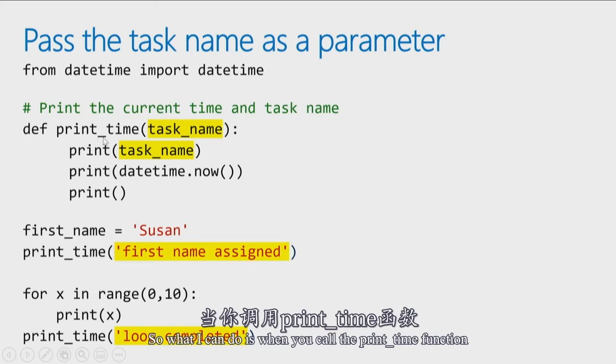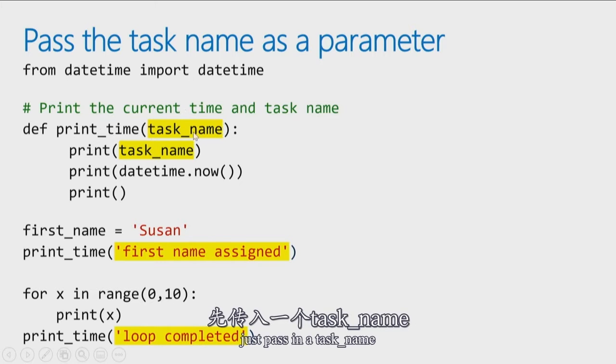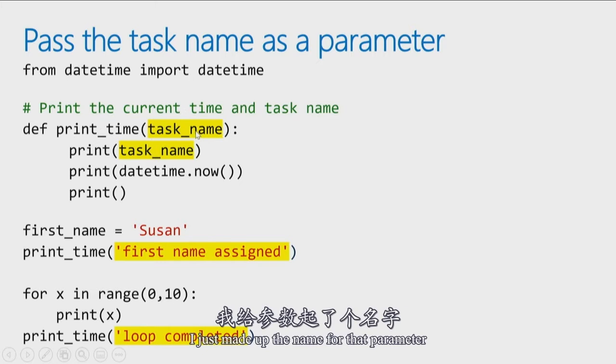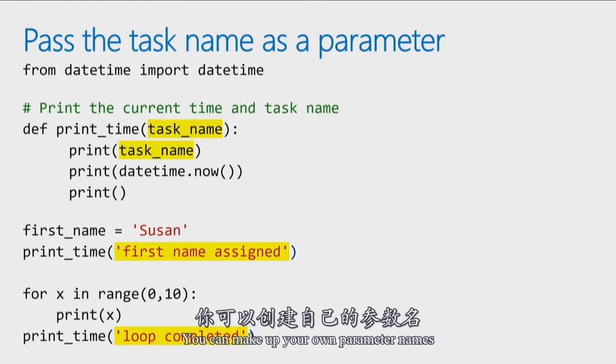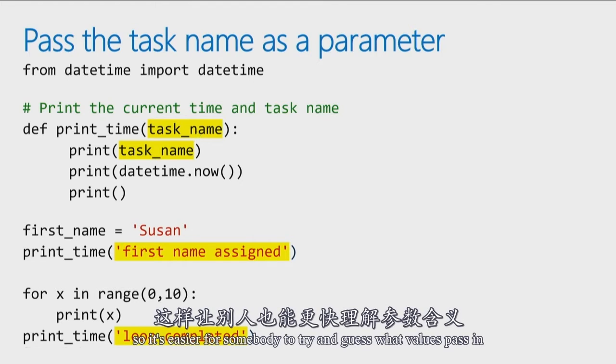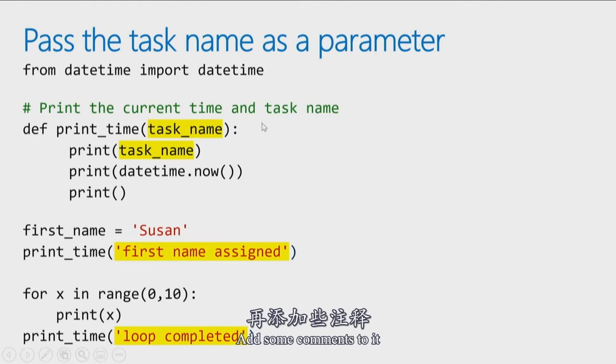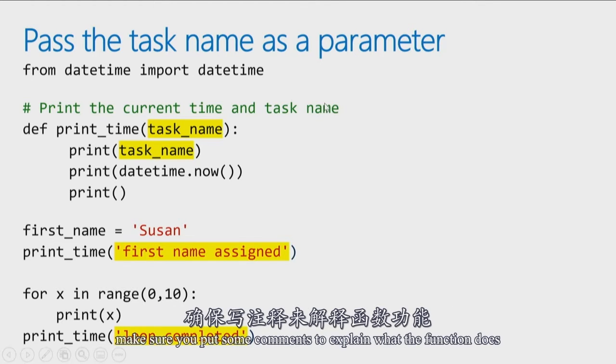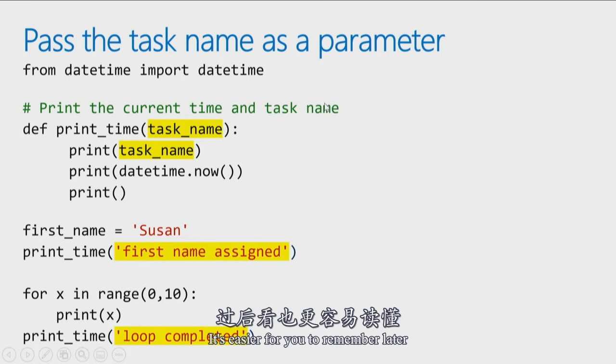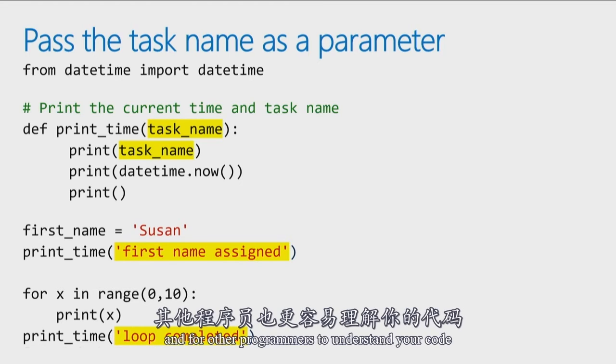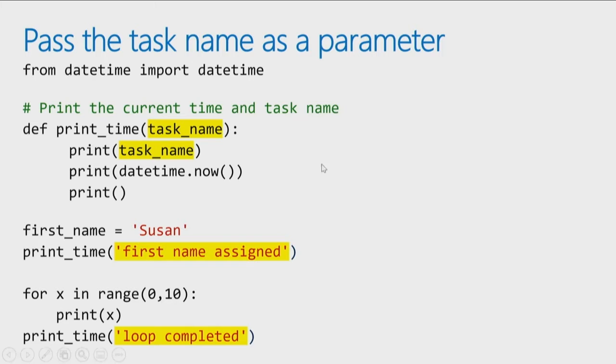So what I can do is when you call the printTime function, just pass in a task name. I just made up the name for that parameter. You can make up your own parameter names. Just make them meaningful so it's easier for somebody to try and guess what values to pass in. And add some comments to it. Make sure you put some comments to explain what the function does. It'll make it easier for you to remember later and for other programmers to understand your code.